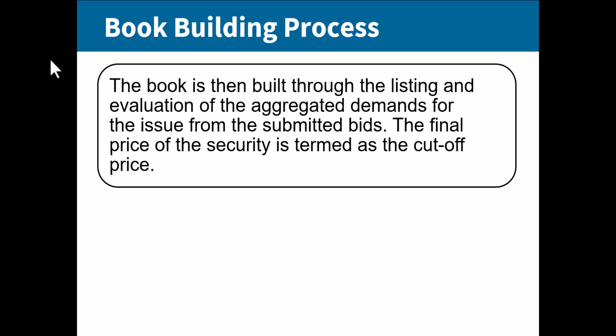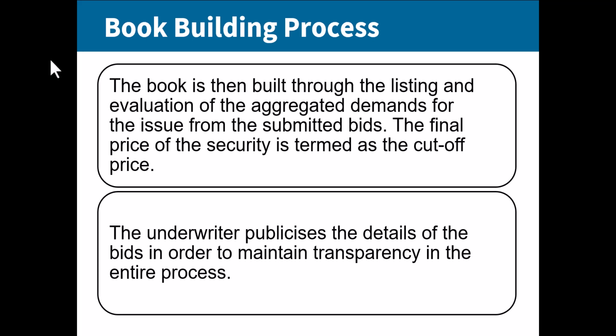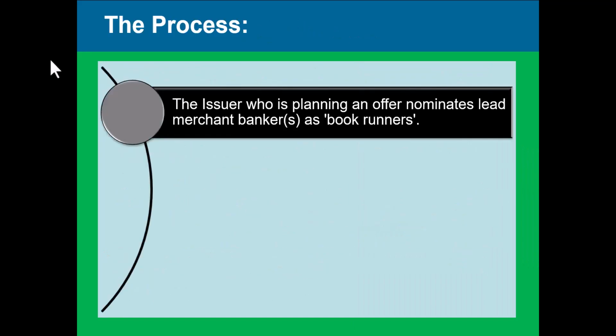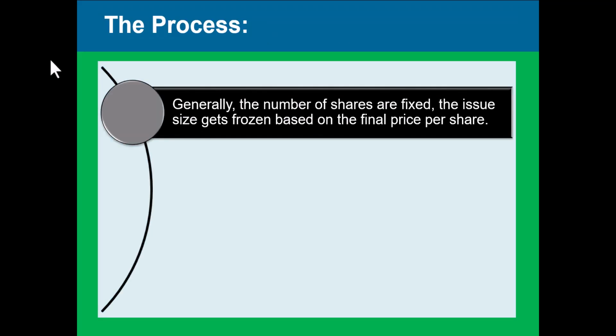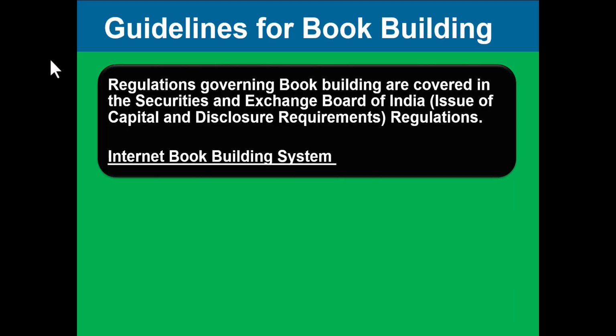Book building process. The book is then built through the listing and evaluation of the aggregated demands for the issue from the submitted bids. The final price of the security is termed as a cutoff price. Okay. Now, there's a lot of theory here. So I'm just skipping this theory and coming to an example straight away. And then we can go back and understand the theory, okay?